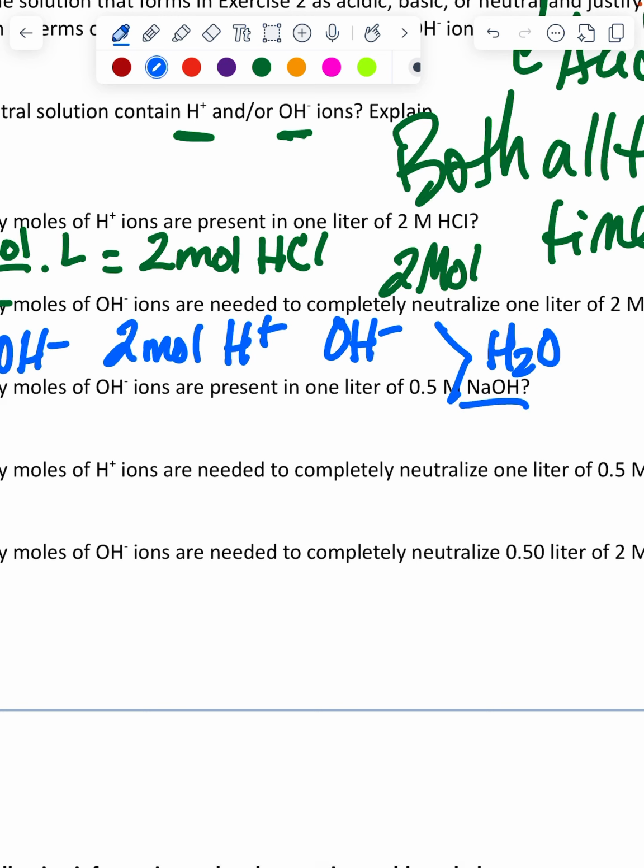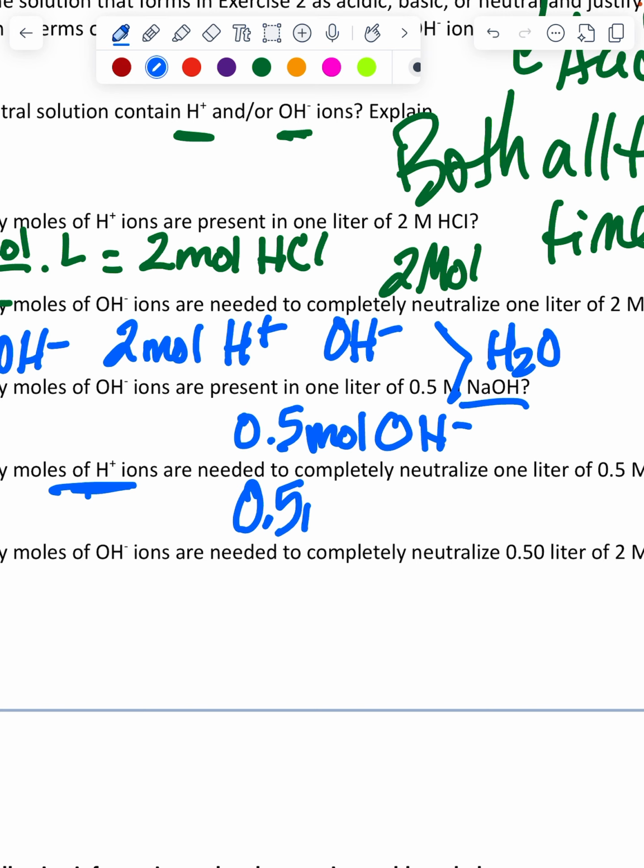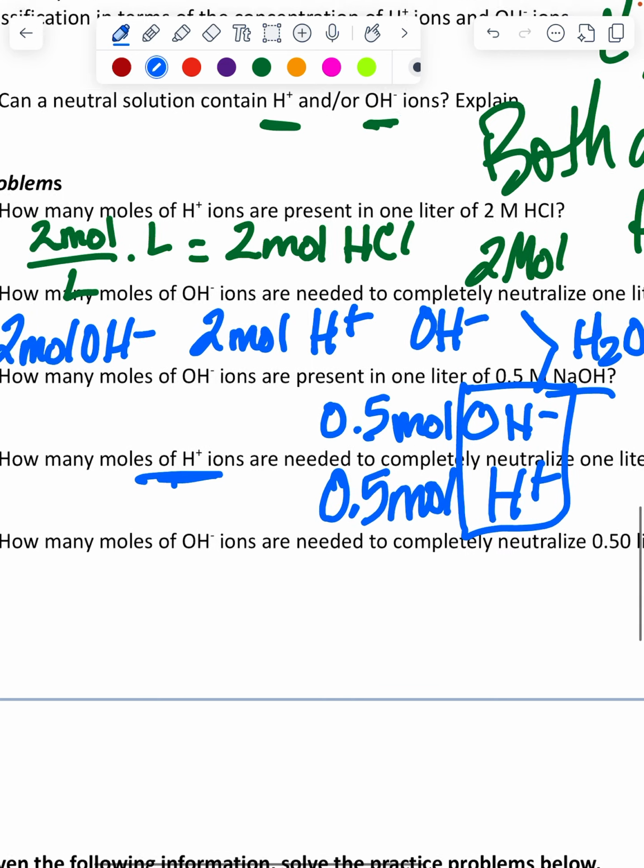Well, if I had 1 of these, I'd have 1 OH, right? I only have half, so I have 0.5 moles of OH. The next question is, how many moles of H would I need to neutralize it? The same amount, right? We want them to come together to make water and nothing else. So this one's a little tricky.